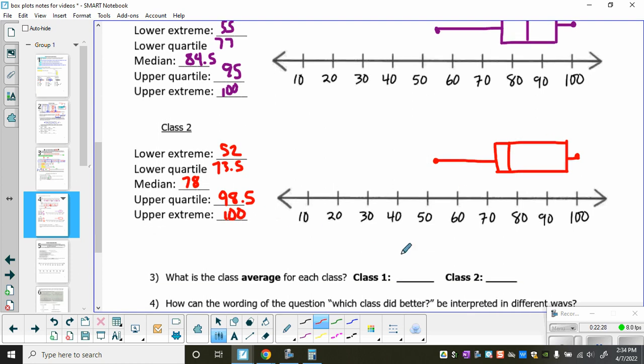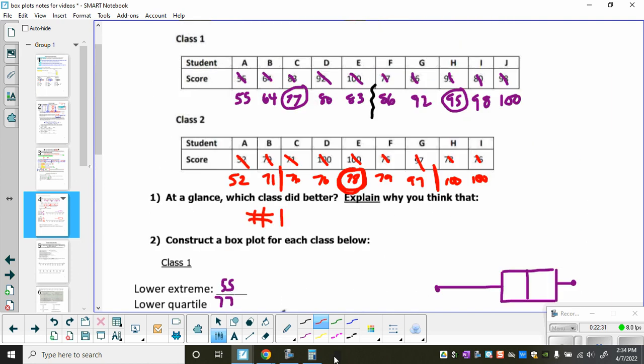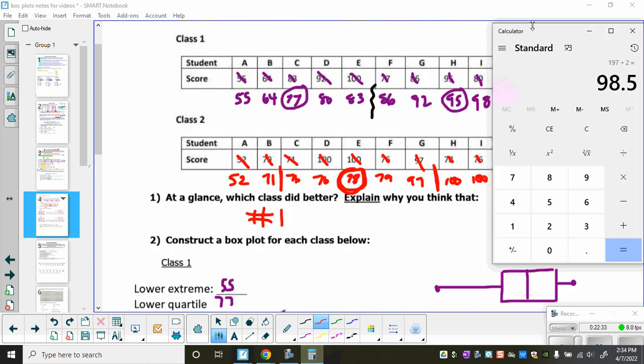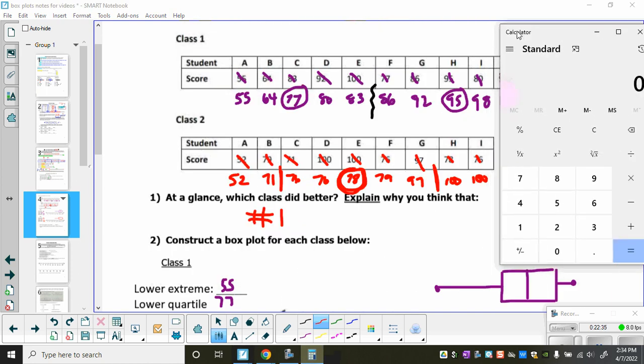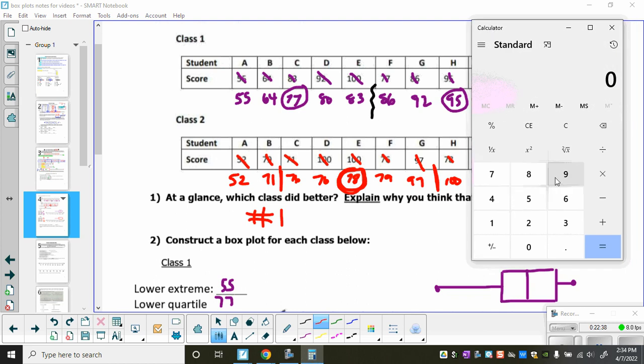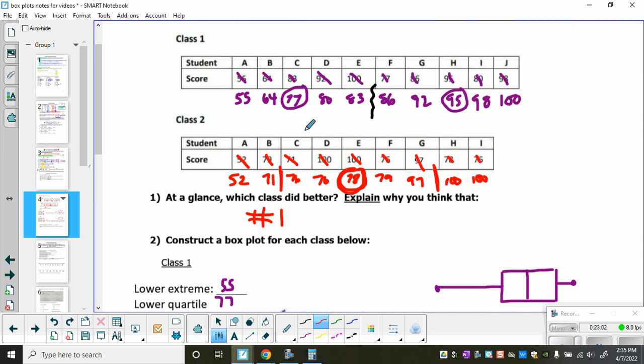Now let's try to find the average real quick of both of these classes. Let's do it first for class 1. I don't want to miss any numbers. There's a 100 and a 98 covered up, so let me go ahead and actually do those. 100 and the 98 plus this 95 plus 92 plus 86 plus 83 plus 80 plus 77 plus 64 plus 55. So those are all of the scores added up. We said that there were 10 students in that class, so their class average was an 83.